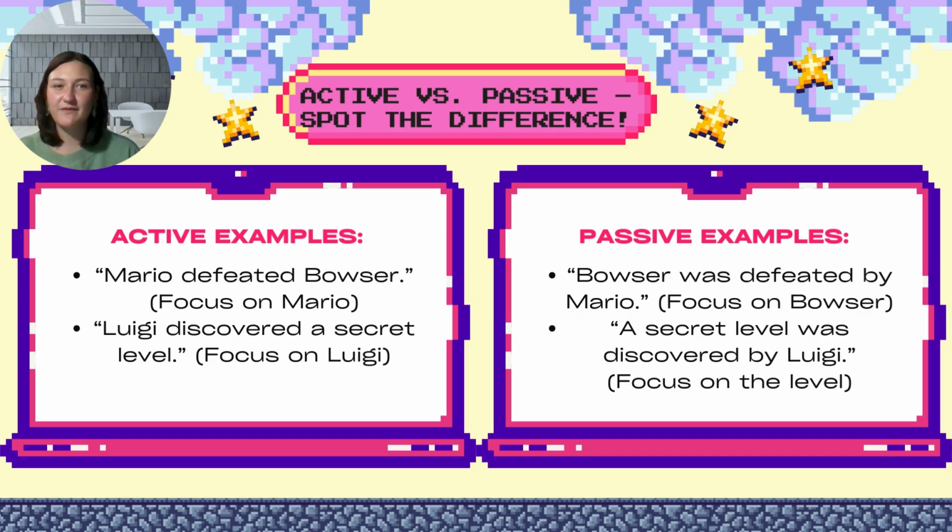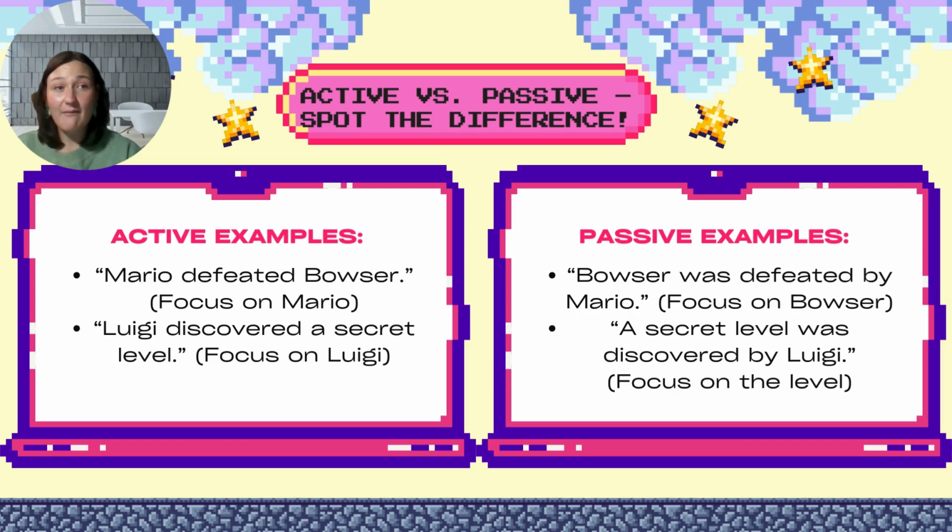Right, let's quickly spot the difference between the two. Remember, we just said passive voice is where instead of the hero taking the action, we focus entirely on what's happening. And in active voice, we will focus on what the hero is doing rather than what's happening. Our examples are Mario defeated Bowser and Luigi discovered a secret level. Our focus is on Mario and Luigi.